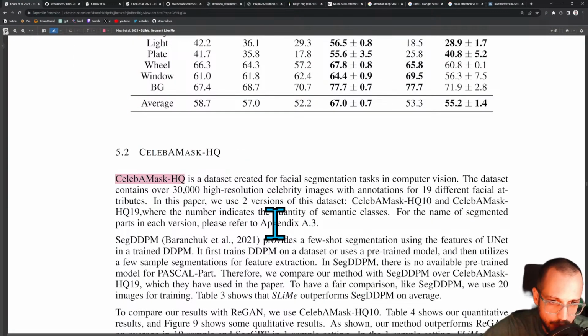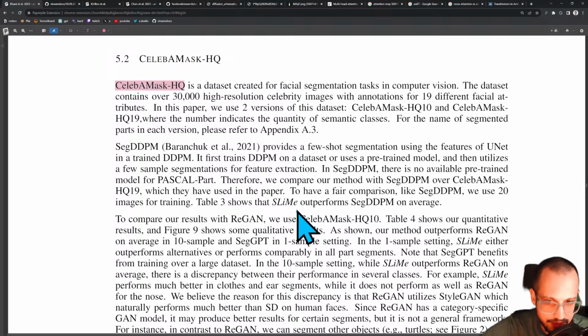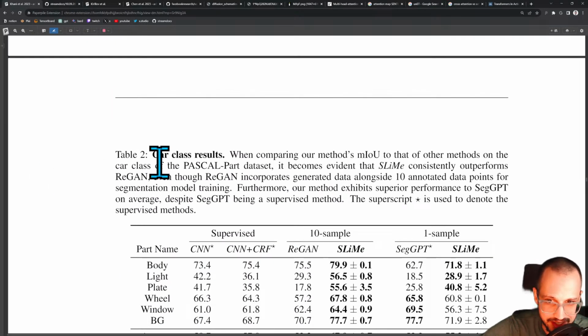But we're getting to the point where Stable Diffusion works for pretty much all types of images, so therefore it would make sense that this technique is going to work for a bunch of different types of image datasets, such as CelebAMask-HQ and then Pascal Part.